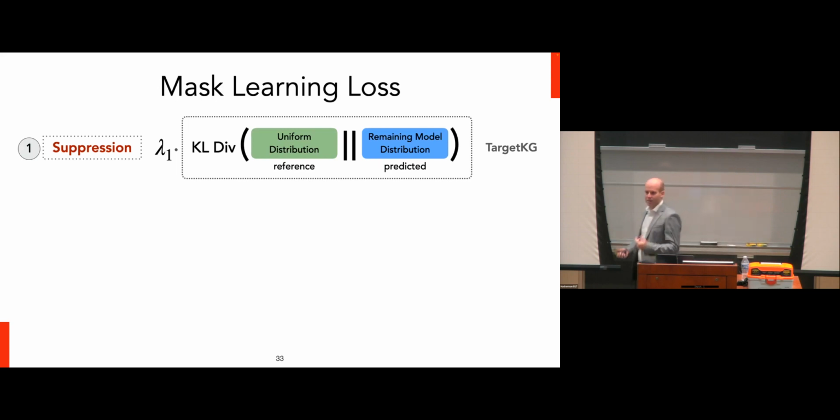Once we discover the subnetworks, the remaining model is what is left if we were to remove that subnetwork, the unmasked portion of the network. And first, to remove the knowledge that's in the target KG, we're going to try and minimize the KL divergence between the remaining model's distribution and some sort of uniform distribution. Essentially, that is our proxy for this model having no more clue at all about the knowledge that is represented in the target KG. We tried varying forms of this, but this one seemed to work pretty well.